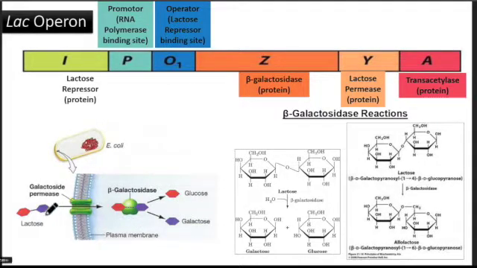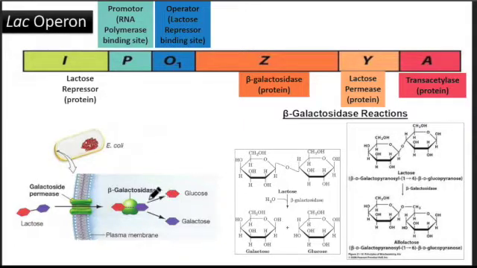If there is no lactose, why express these proteins? There's no reason to. So this other regulatory gene encodes for the lactose repressor. Now this is going to encode a protein which is going to bind to this operator. See that right there? Lactose repressor binding site. So this is going to go over there and bind to that.